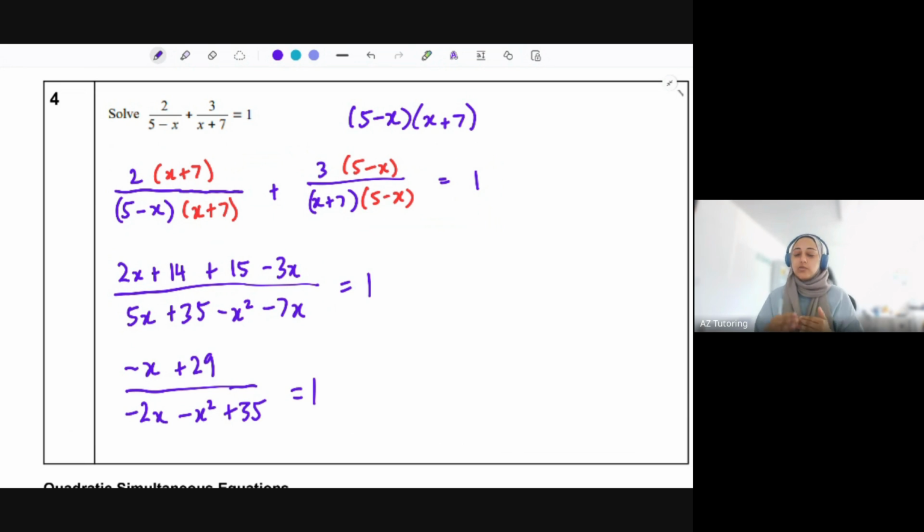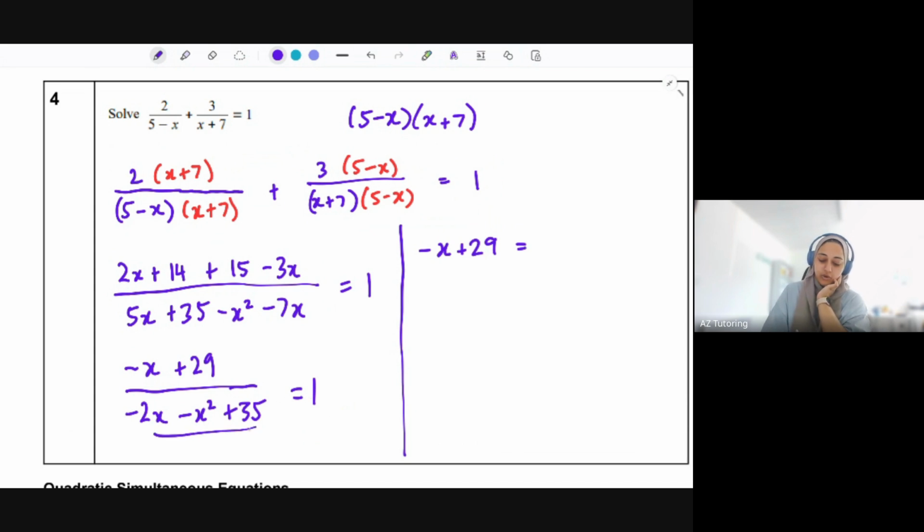Now, we can't solve with the denominator, so let's bring that denominator up to the top here. On the top here, I've got minus x plus 29. And then I'm going to do 1 times, I'm going to bring all this up here. I'm just going to put it in the form x squared first, then an x, and then a number. So let's write that minus x squared, then minus 2x, and then plus 35. Now, I've noticed that this is a quadratic because I've got an x squared, an x, and a number. So remember with quadratics, we must always equal them to 0.